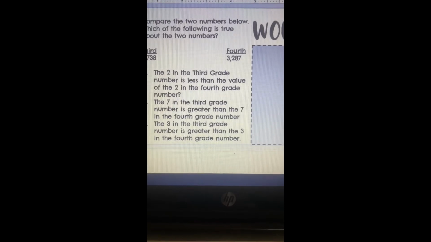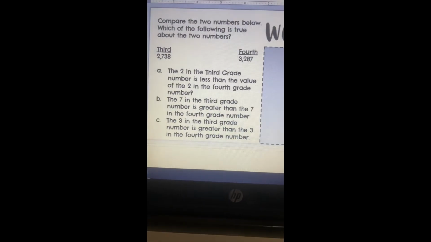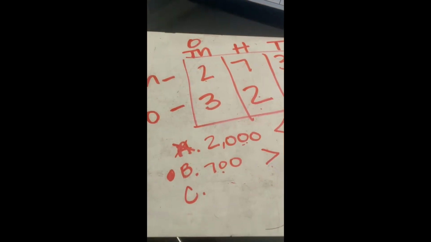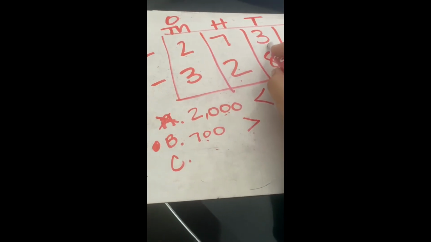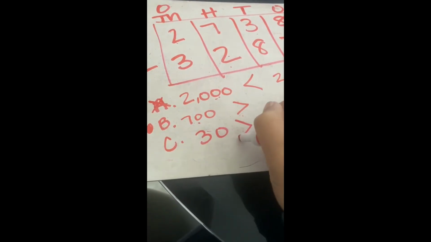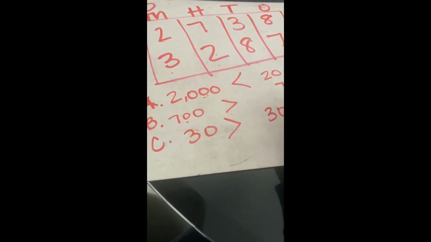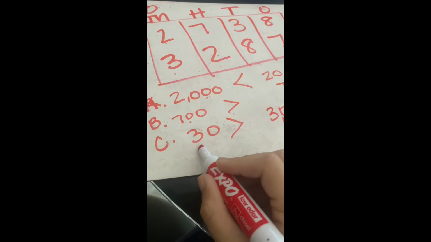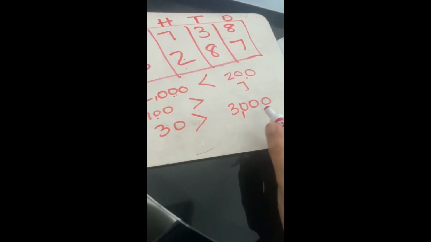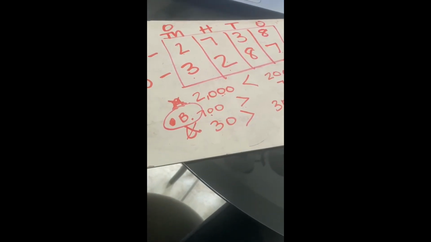The 3 in the 3rd grade number is greater than the 3 in the 4th grade number. The 3 in the 3rd grade number is 3 tens, which is 30, and the 3 in the 4th grade number is 3 thousands, which is 3,000. So is 30 greater than 3,000? It is not. The correct answer is B.